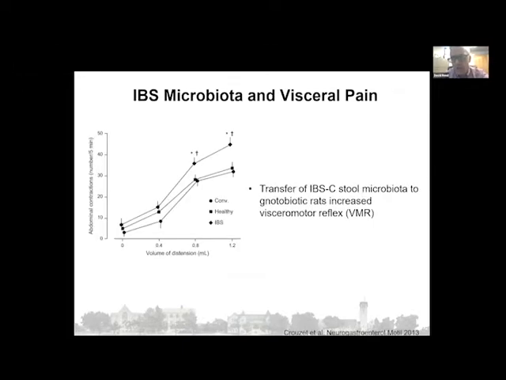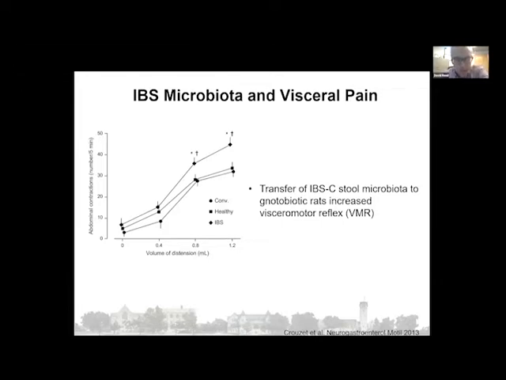And this is a study in which they transplanted the microbiota from irritable bowel syndrome, or IBS, constipation predominant patients into gnotobiotic rats, and then measured the visceromotor reflex. And to remind you, the VMR is performed when you insert a balloon into the distal colon of a rodent, distend that balloon to different volumes or different pressures, and then measure the number of abdominal contractions, with the increased number of contractions analogous to increased pain.